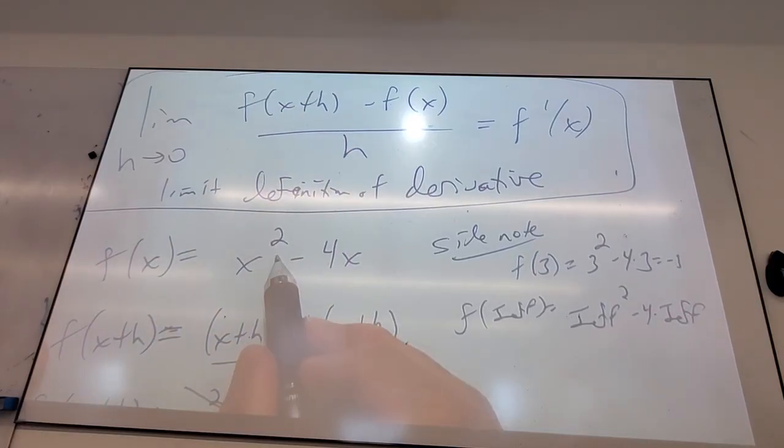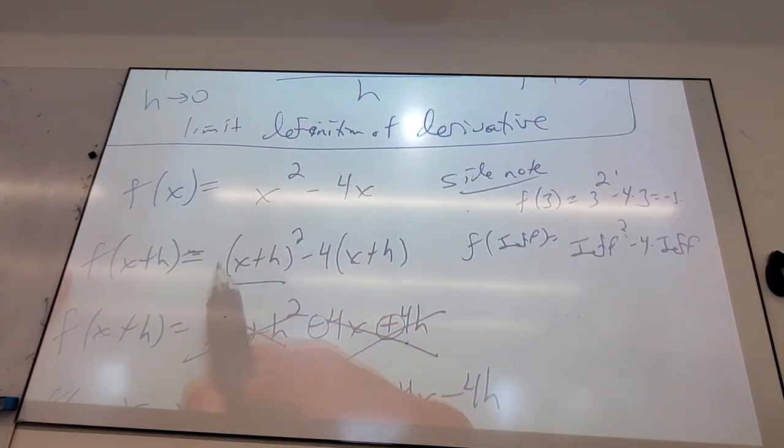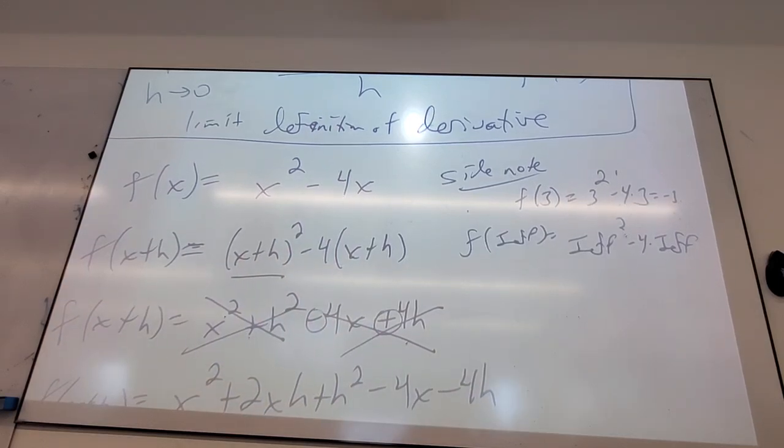Can you imagine if this would have been a 7th power? Do you see what I mean? If this would have been a 7th power, what would I have had to do here? Write x plus h 7 times, and then go slowly as I foil and foil and foil and foil. So, dear God, we've got to make a shortcut, yes? Okay, we're not there yet, too bad.